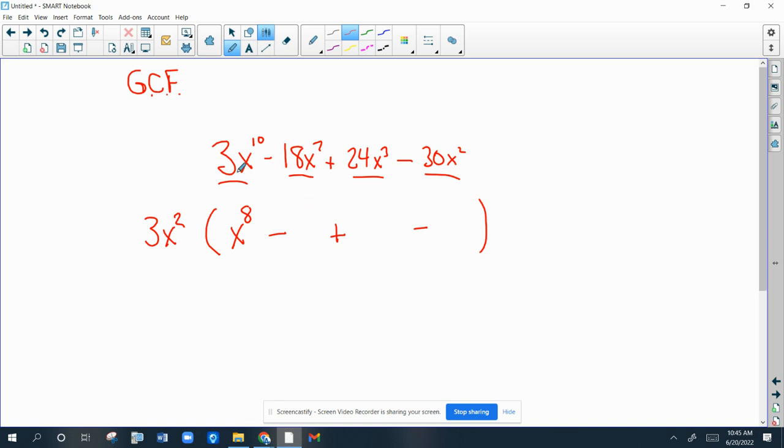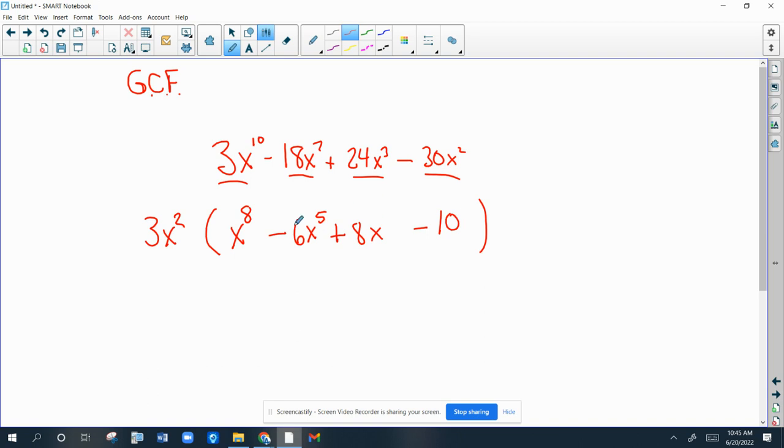So 3x squared times what is 18x to the 7th? Well, 3 times 6, and x squared times x to the 5th. So we're just making sure that whatever we multiply out, if we multiply it back in, we're going to get the same thing we started with. So 3 times 8 is 24, x squared times x is x cubed, and 3 times 10 is 30, and x squared times 1 is x squared. So there you go.